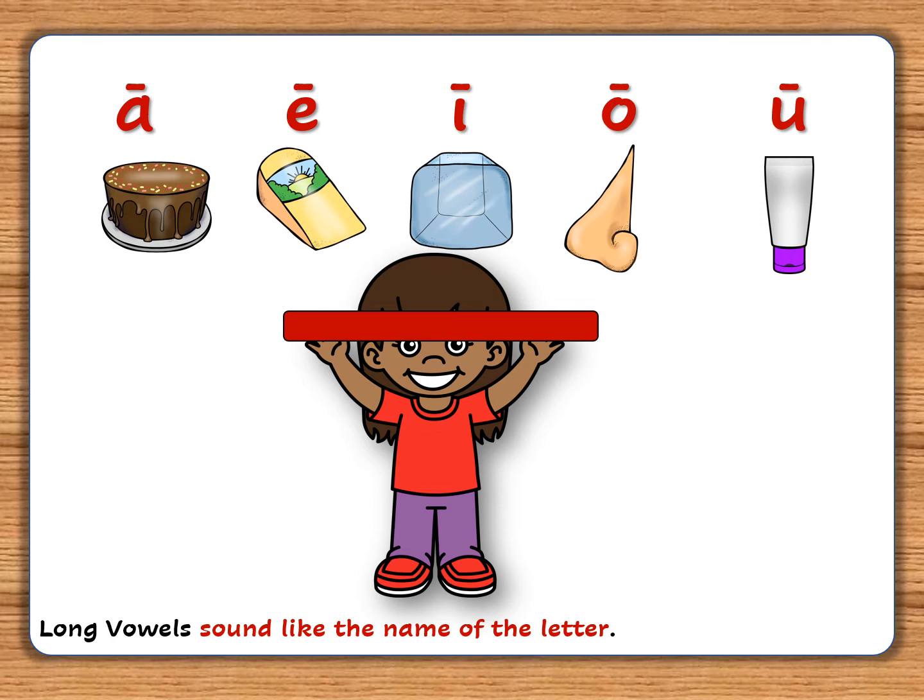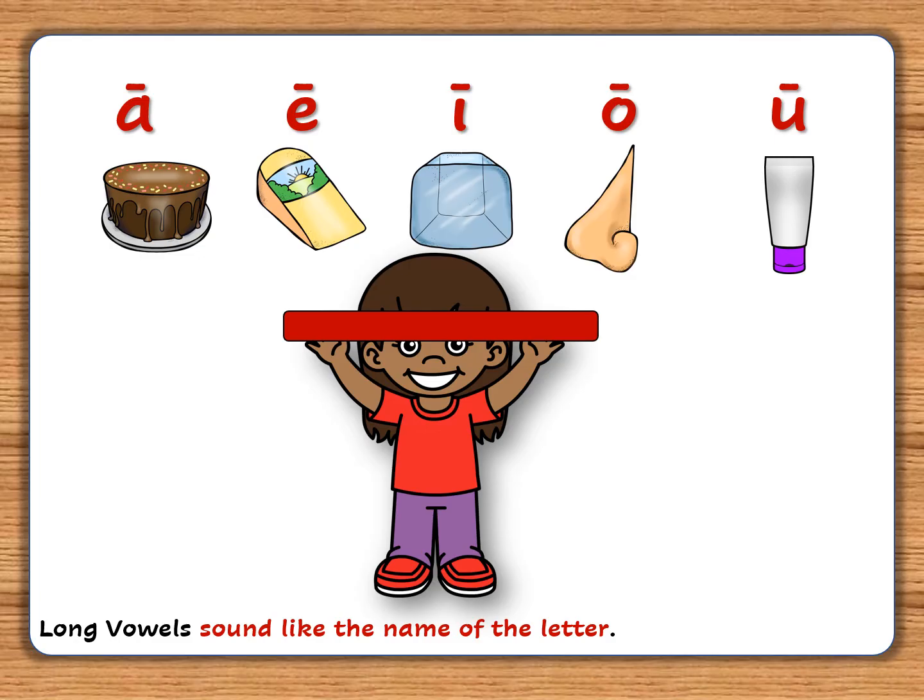So when you say the names of the letters, that sound would be the long sound. So when we say A, that's the long sound of the letter A. When we say E, that's the long sound of the letter E. When we say I, that's the long sound of the letter I. When we say O, that's the long sound of the letter O. And when we say U, that's the long sound of the letter U. So the long vowel sounds are just like the name of the letter we are talking about here, of the vowel.